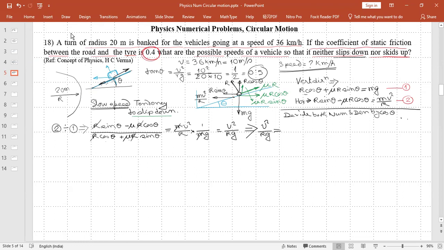What do you get? Sin theta by cos theta is equal to tan theta minus mu r cos theta by cos theta is equal to mu, divided by 1 plus mu sin theta by cos theta equal to tan theta. Now you just put the values of tan theta, because we have earlier found that tan theta is equal to 0.5.